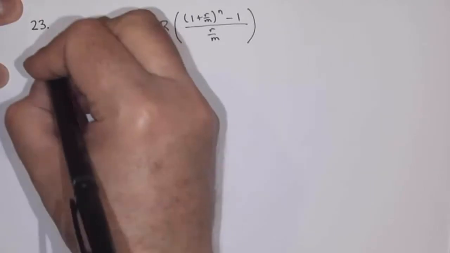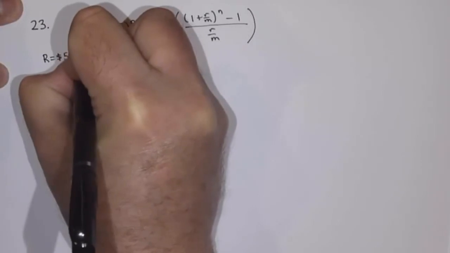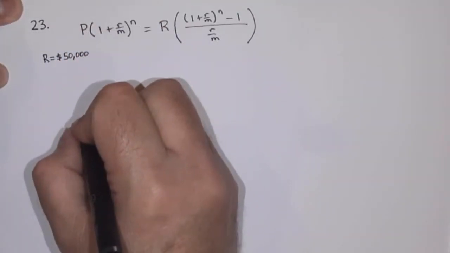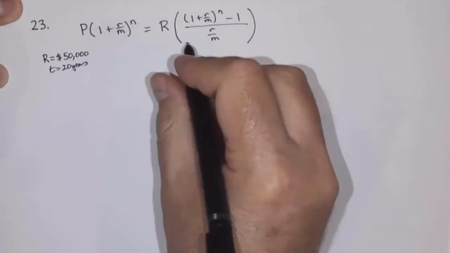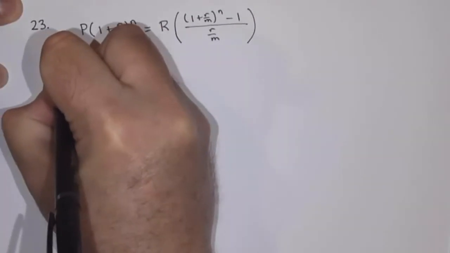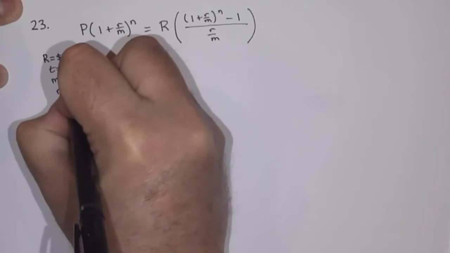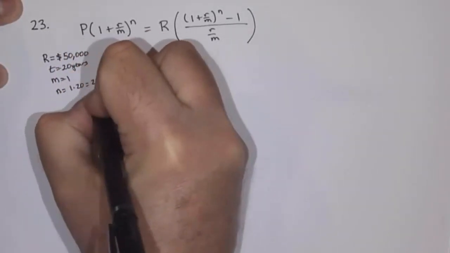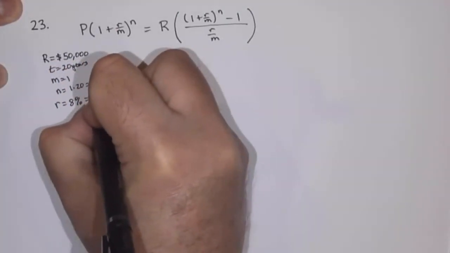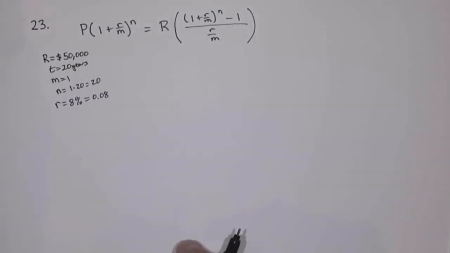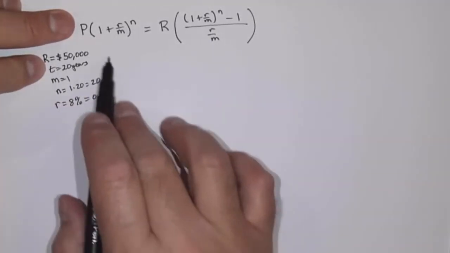So what do we know? We know that we're getting an annual payment of $50,000, and that's happening for 20 years. So T equals 20 years. Now we're only getting one payment a year, so that means M equals 1. And since N equals M times T, that's 1 times 20, that's going to equal 20. And we're told to assume an 8% interest rate that we could achieve, so R is 0.08. And so what we need to do is figure out the present value, so we're going to substitute this in and solve for P.